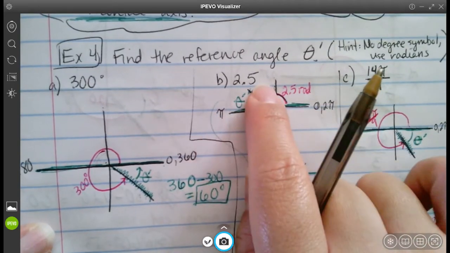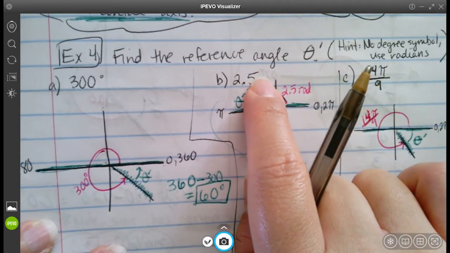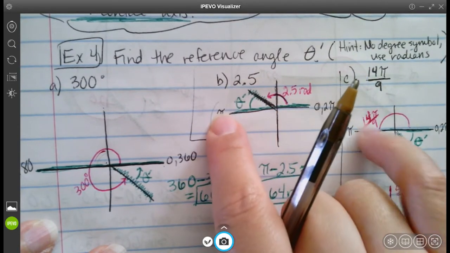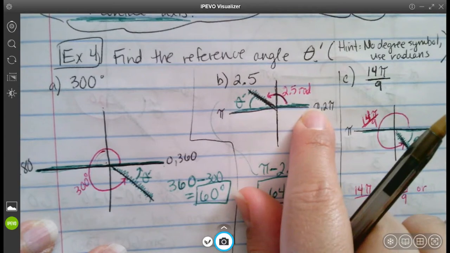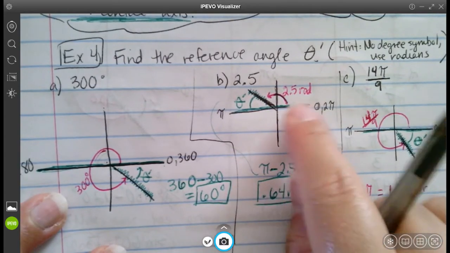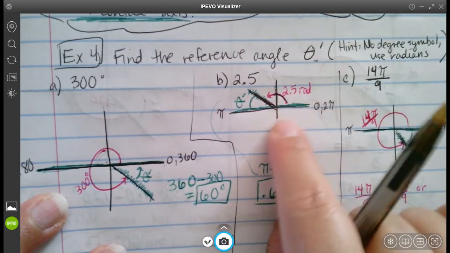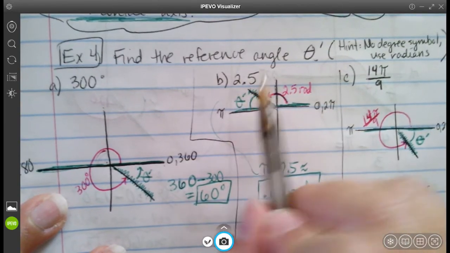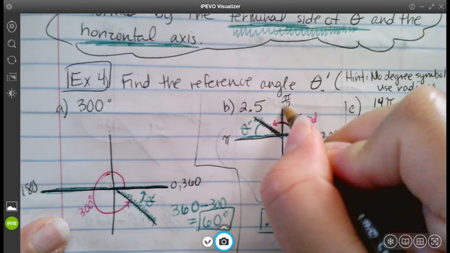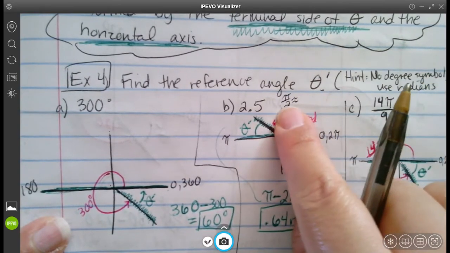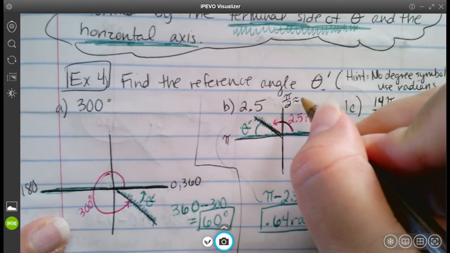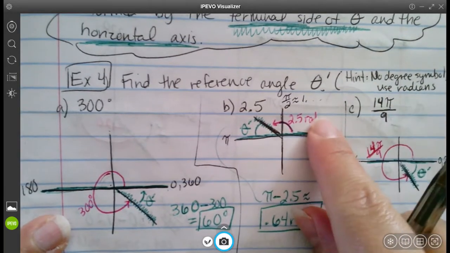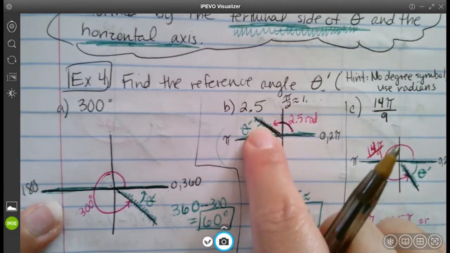Okay, so 2.5 radians. 2.5 is less than 3.14, but it's way less than 6.28. So it's probably going to be somewhere up here. Okay, 2.5. So there it is. And if you're not sure where it lands, you can also calculate pi halves if you wanted to. Let's see, it'd be 3.14 divided by 2. That's 1 point something. So 2.5 is obviously bigger than pi half.